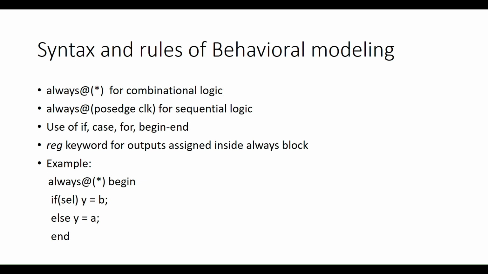Example: here in the always block I am using an if statement with a condition of select. So if the condition is satisfied, which is select is enabled or high, we will be assigning y equals b. Here y is an output, so y should be reg. Similarly, else y equals a. And then let's see an example in Verilog code.